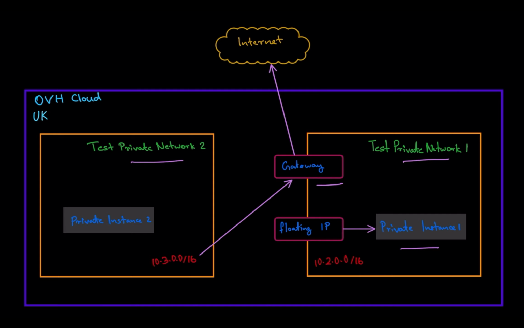Then we will create another private instance on private network 2. Finally, we will check the connectivity by testing the connection from private instance 1 to private instance 2. That's it. Now let's head over to the OVH console and start our setup.